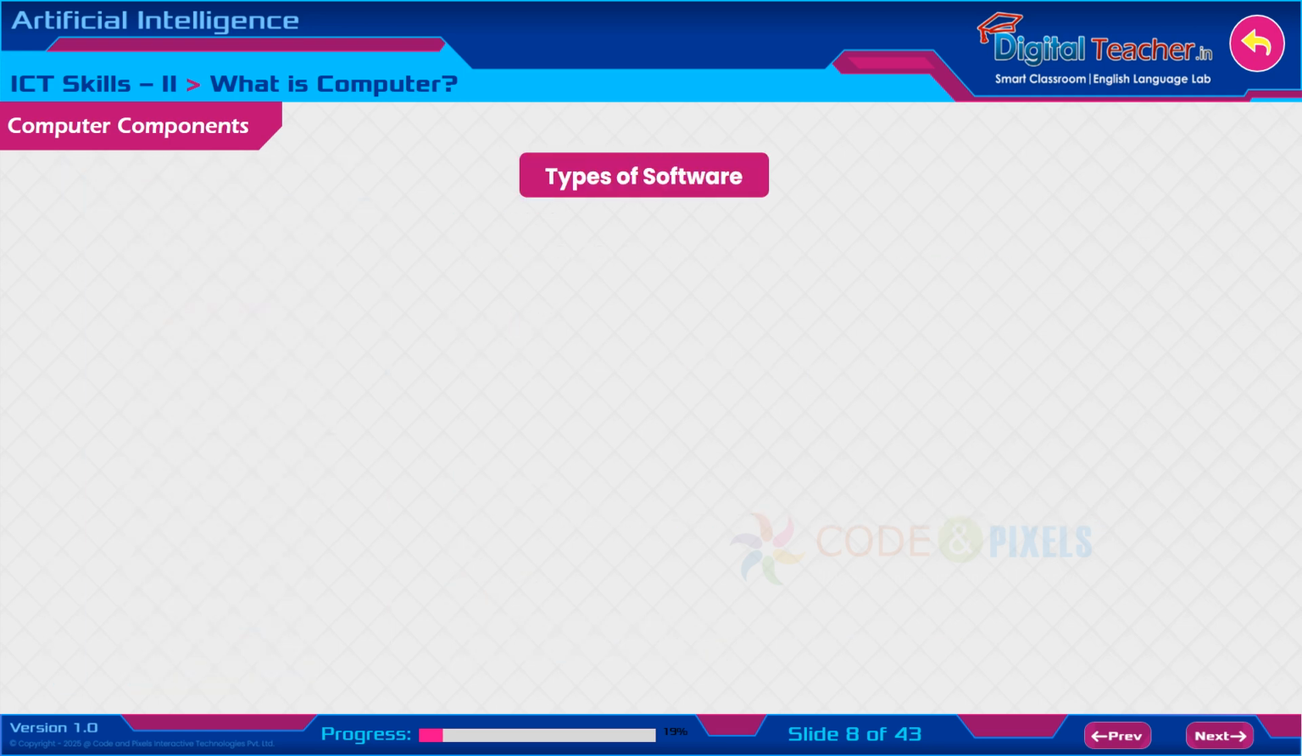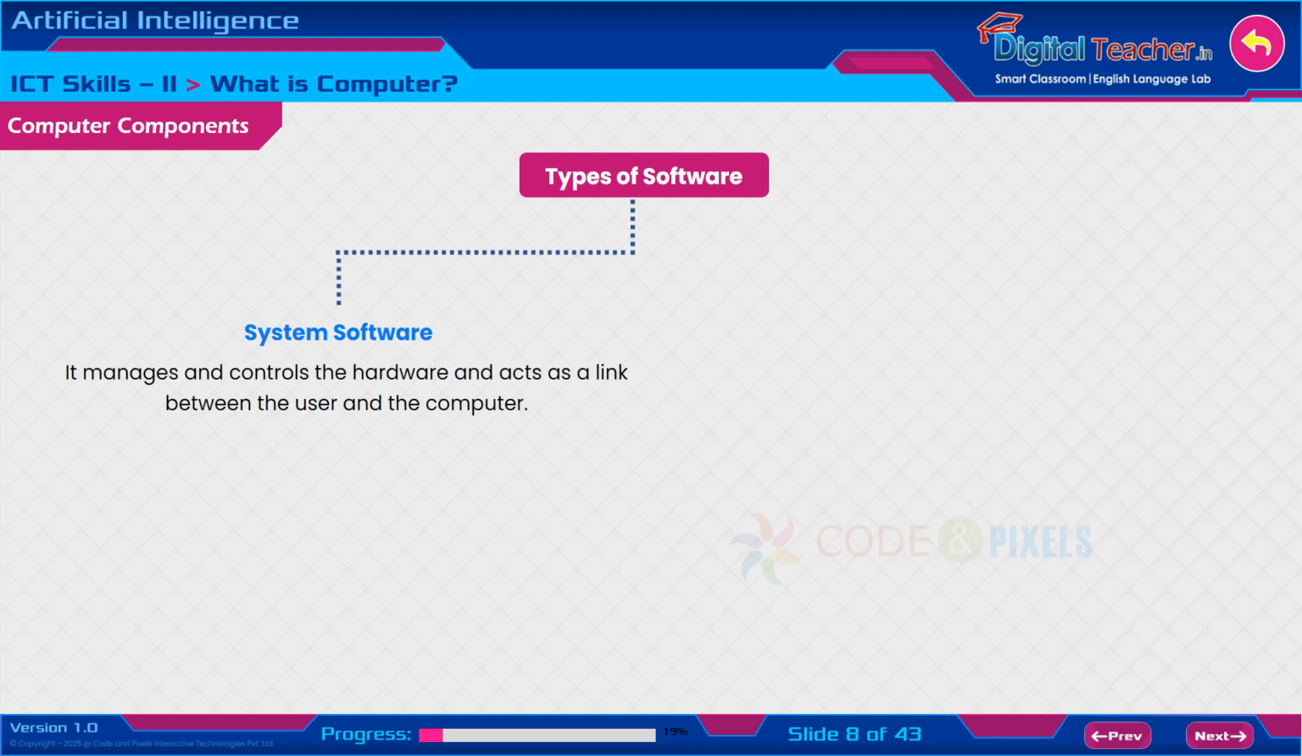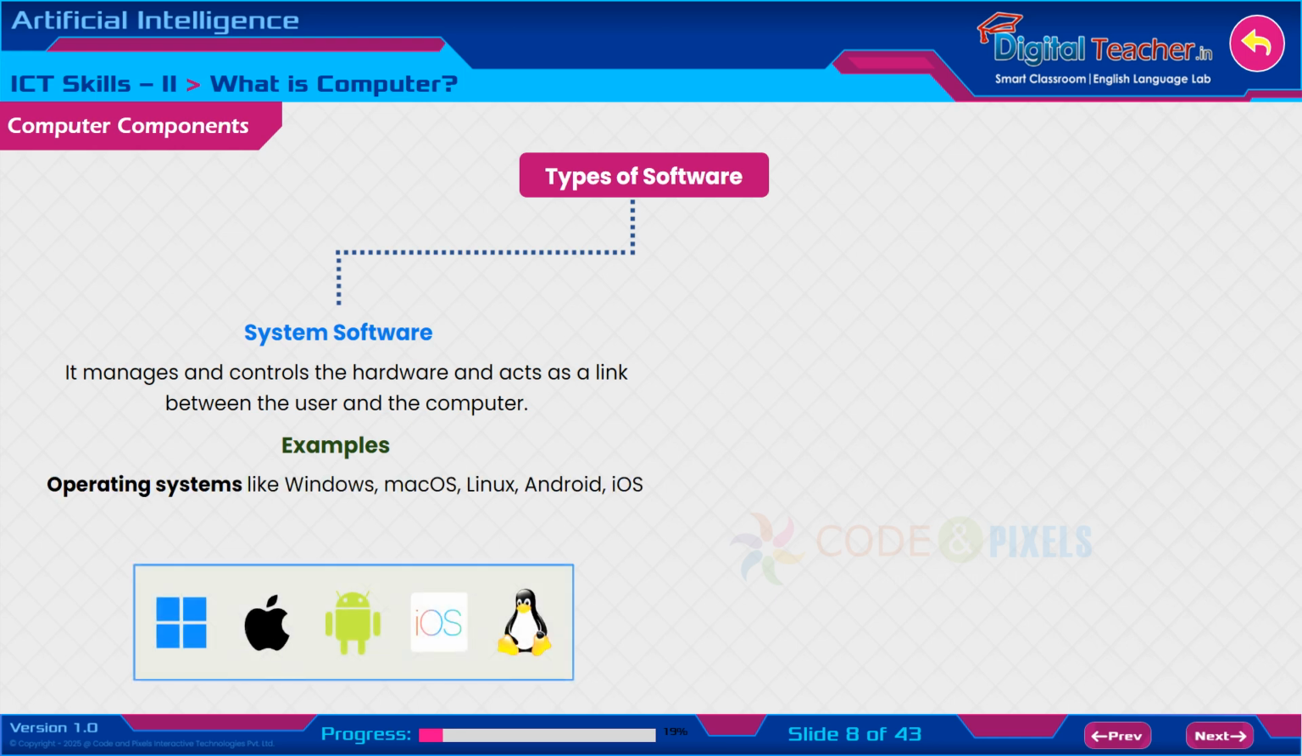There are 2 types of software. System software. It manages and controls the hardware and acts as a link between the user and the computer. Examples of system software include operating systems like Windows, macOS, Linux, Android, iOS. Tools like file managers and disk formatters.